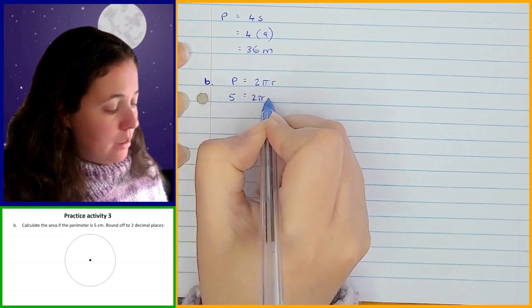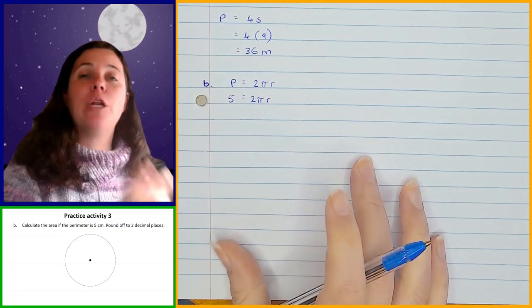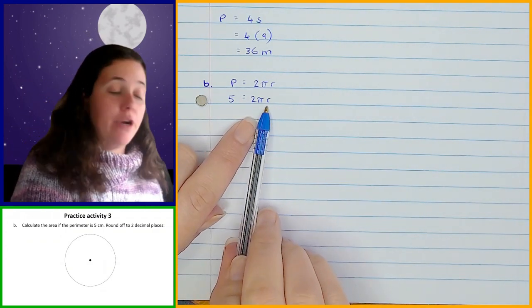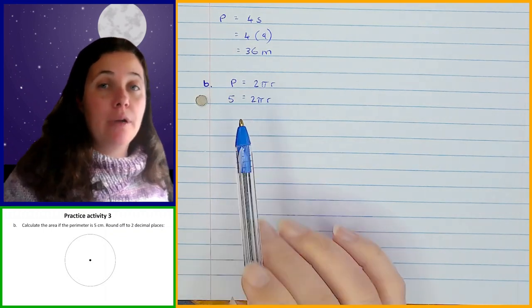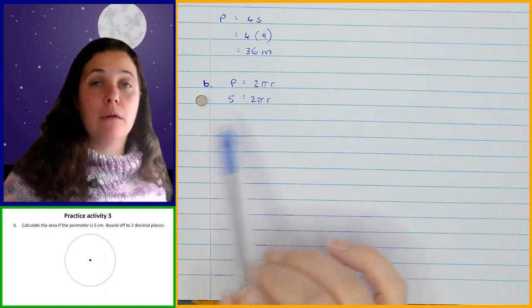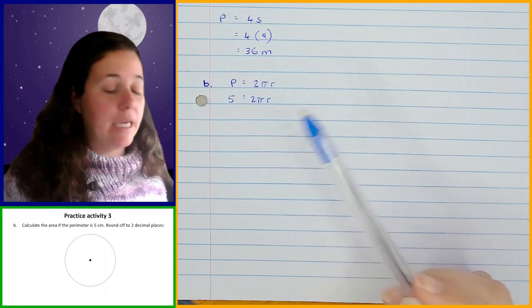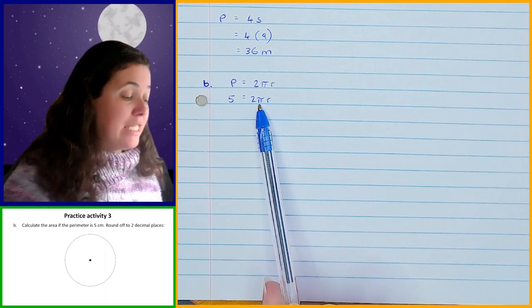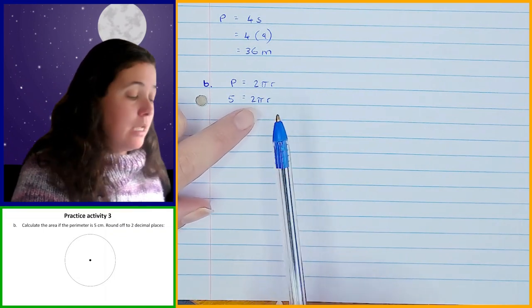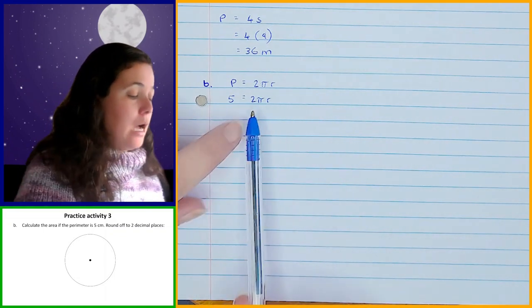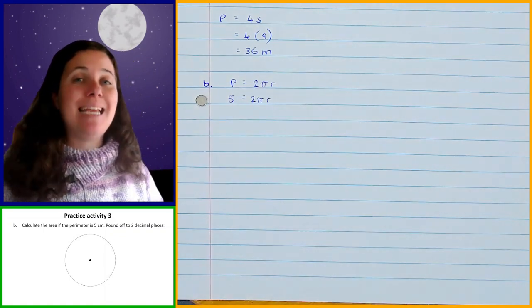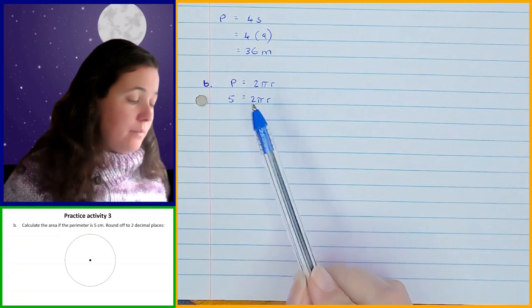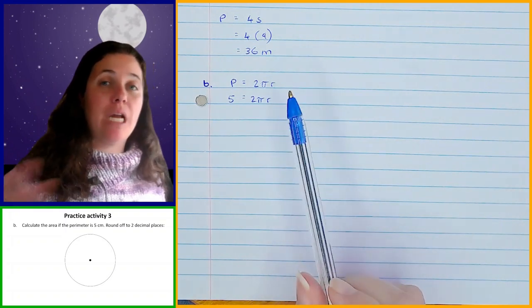Okay, now remember, when you are solving an equation, we want to work out what r is. Pi is not a variable. Pi is an exact amount, okay? So I don't treat it the same as I would with variables. I'm not solving for pi. I am going to use pi in the same way that I would with any other number.